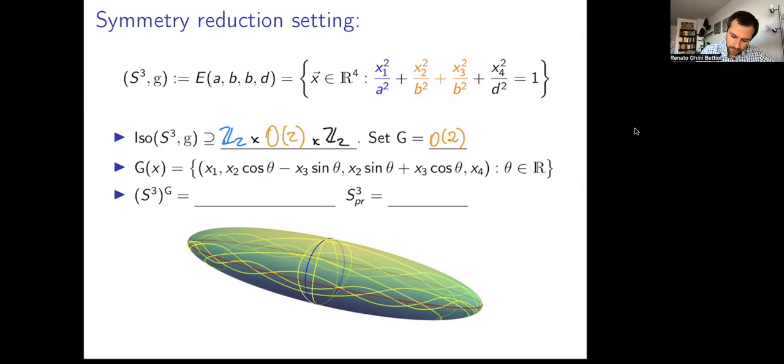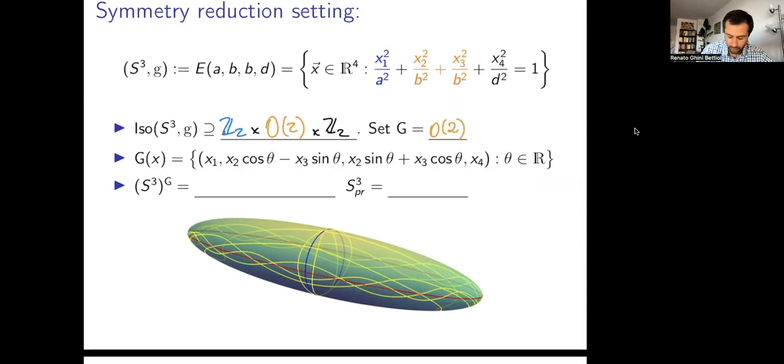rotates these 2 coordinates. So of course, if you look at the G-orbit of a point x with coordinates x1 through x4, this is the circle that you obtain. This is a circle provided, of course, that the radius here is non-zero, right? Otherwise, it's a fixed point. So there's some fixed points. For example, if both x2 and x3 are equal to 0, you're not rotating anything, you're stuck at a point. So these are these fixed points. So the set of fixed points is the intersection with the points with x2 and x3 both equal to 0.